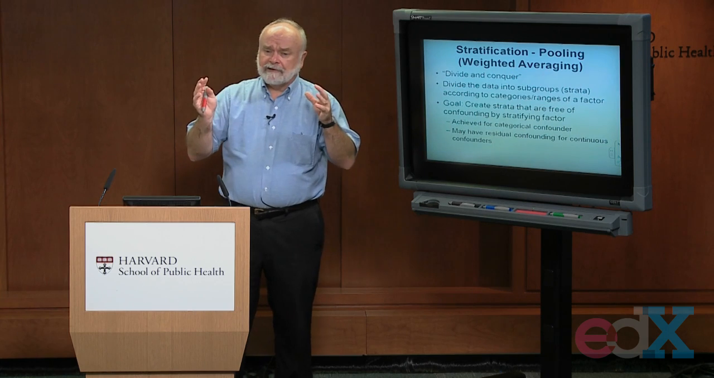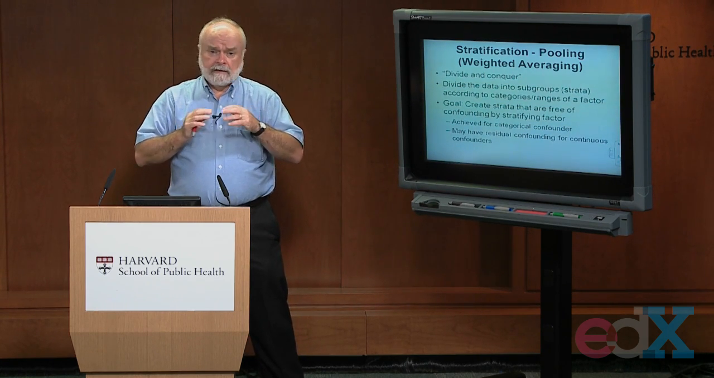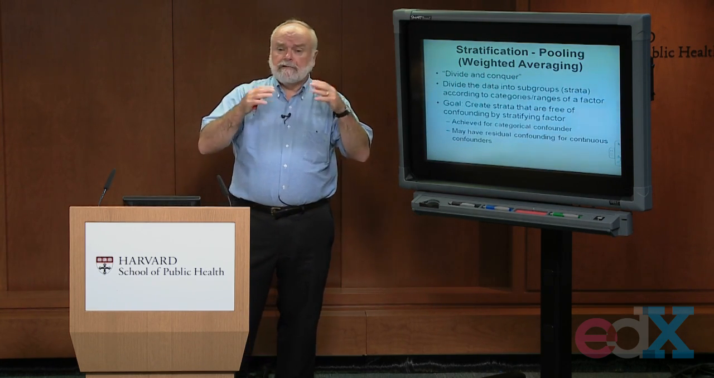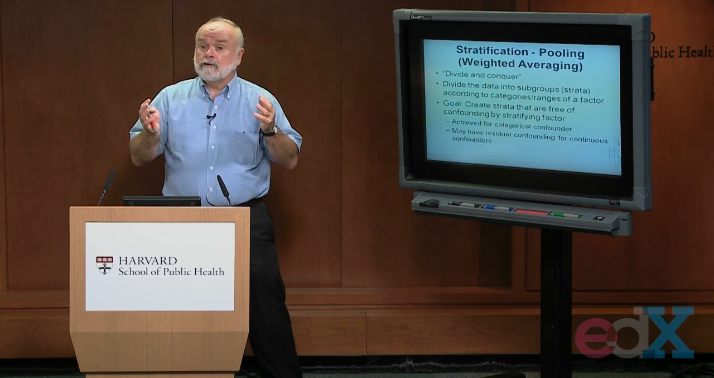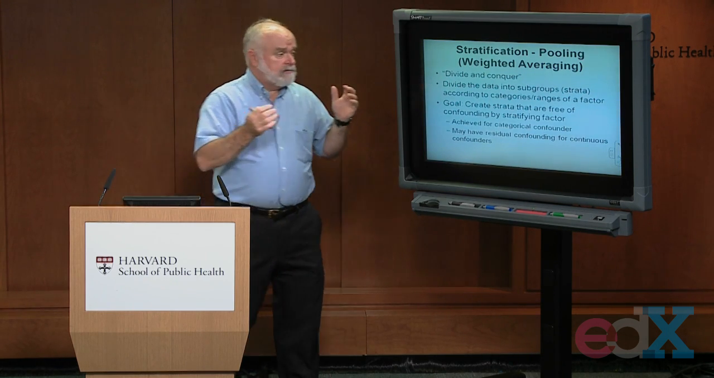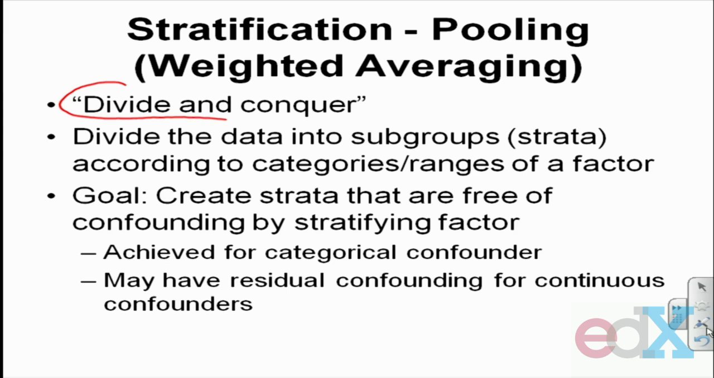Stratification is a very logical way to control for confounding. One of my former teachers said you don't need a PhD in biostatistics to understand how stratification might control for confounding. It's based on a simple principle of dividing and conquering. What you're going to do is conquer confounding by dividing your data set into subgroups. These subgroups are referred to as strata. So in the previous example, remember we had 2,000 people in our data set, 1,000 smokers and 1,000 non-smokers. We broke them into two subgroups, two strata, an old strata and a young strata.